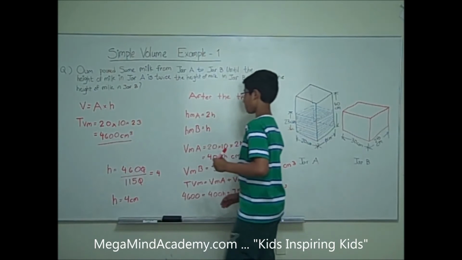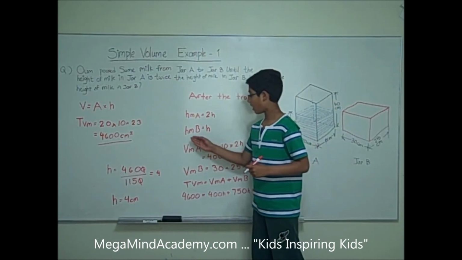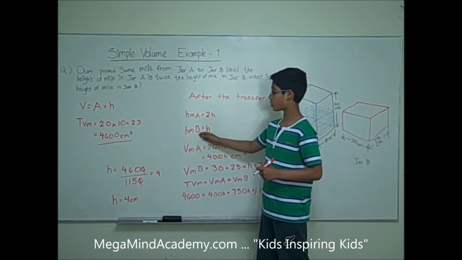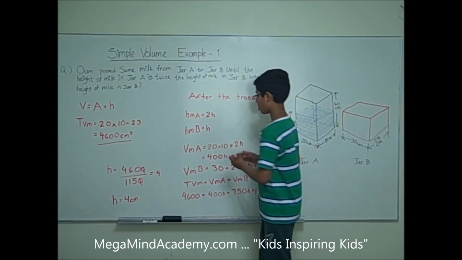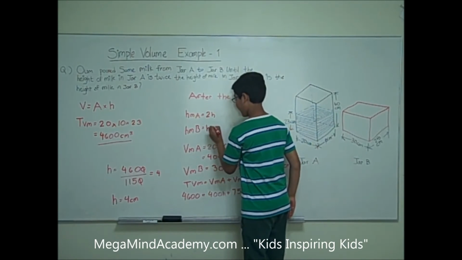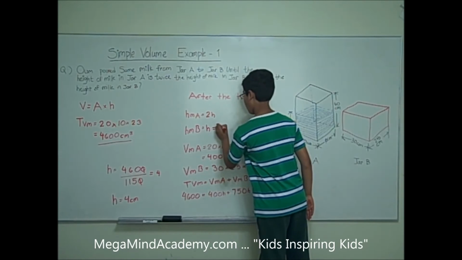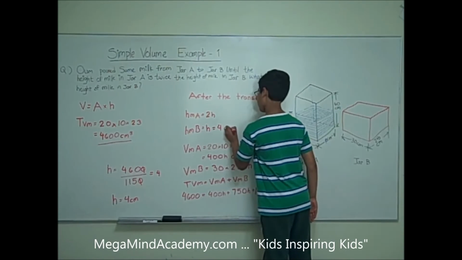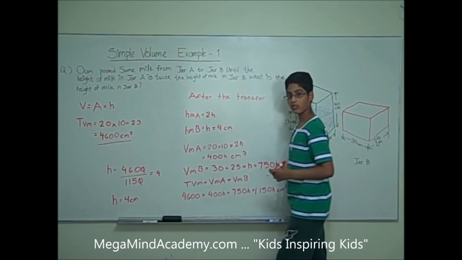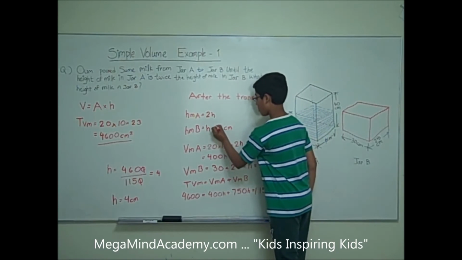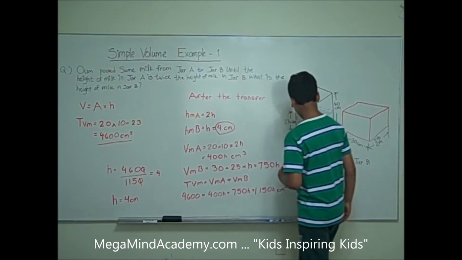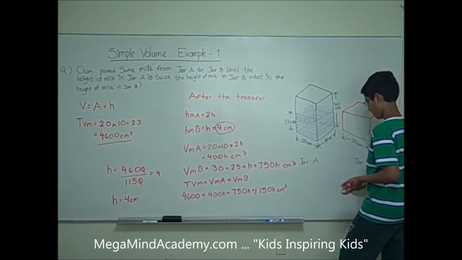So this means that the height of the milk in jar B is equal to H, which is equal to 4 centimeters. So, let's write down 4 centimeters right here.